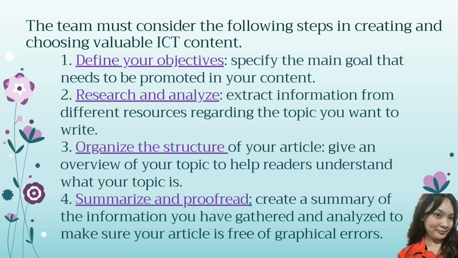So, define your objective. Specify the main goal that needs to be promoted in your content. Second is research and analyze. This is to gather exact information from different resources regarding the topic you want to write about. Third, organize the structure of the article. Give an overview of the topic to help readers understand what your topic is. Fourth, summarize and proofread. Write a summary of the information you have gathered and analyzed, and make sure your article is free of grammatical errors.